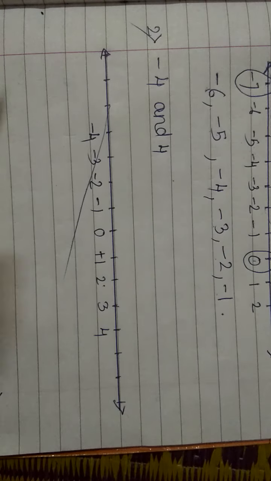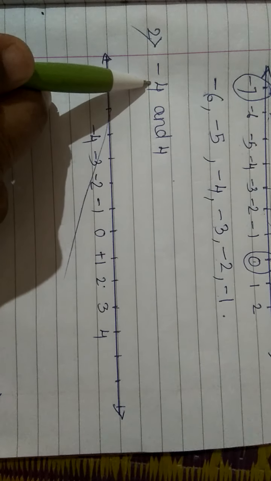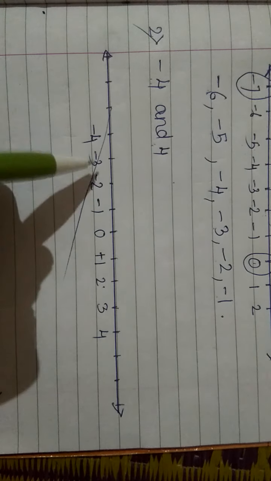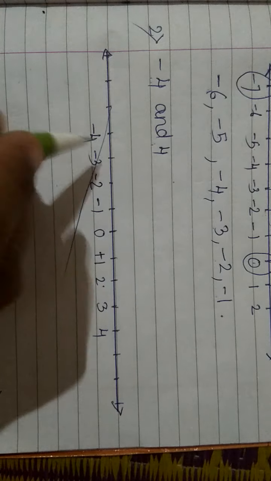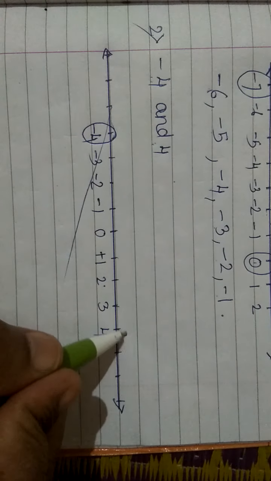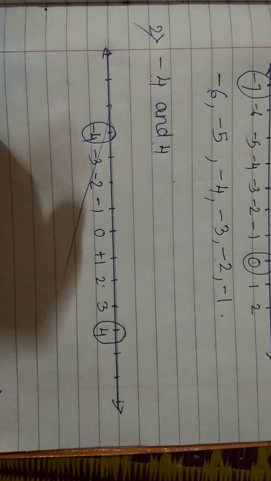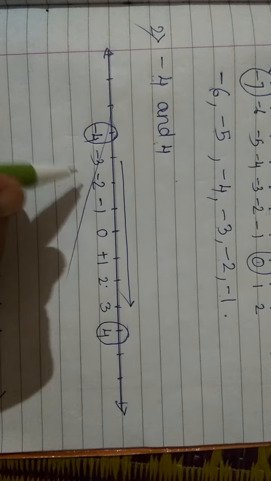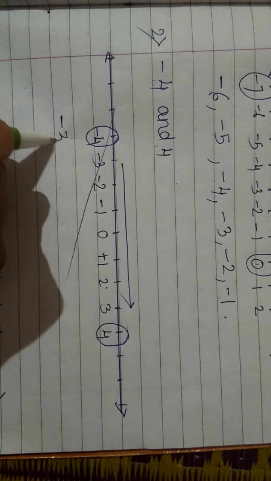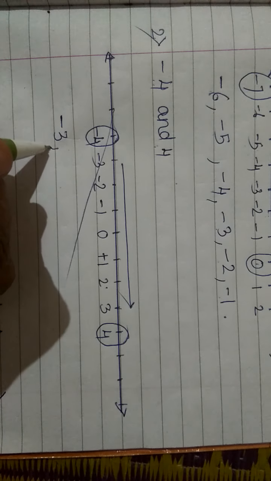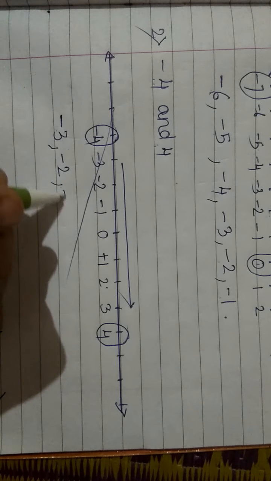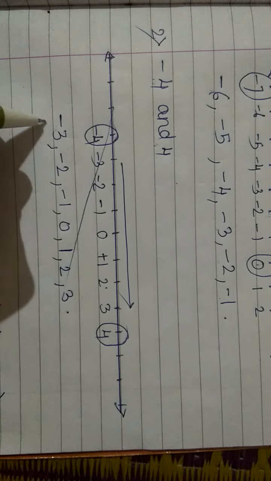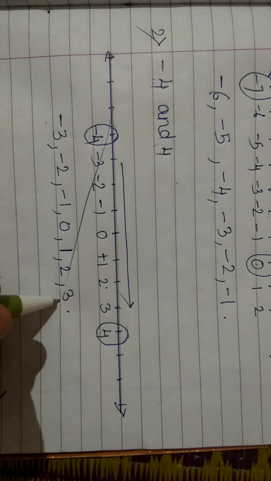Now children, if these two pairs are given, -4 and 4, and they are telling you to write the numbers in increasing order, we don't have to consider this -4 and 4. Now children, in increasing order, again we will go to the right. Now if you go to the right, the number that will be the smallest will become first. -3, -2, -1, 0, 1, 2 and 3. These are the numbers in increasing order.